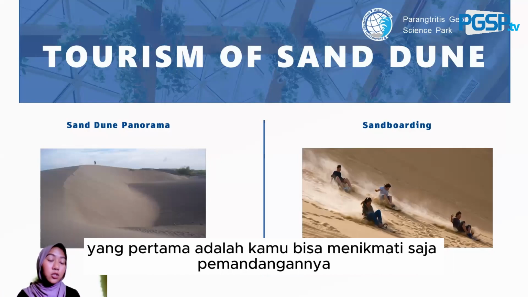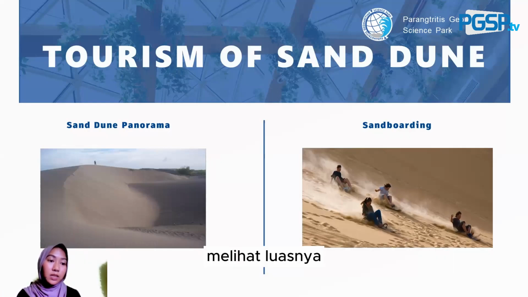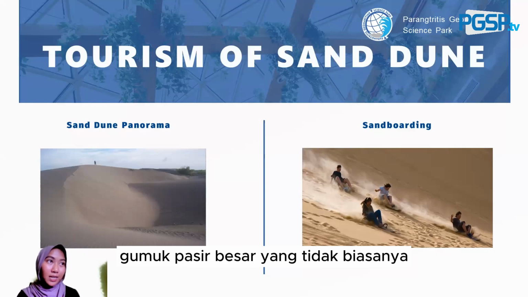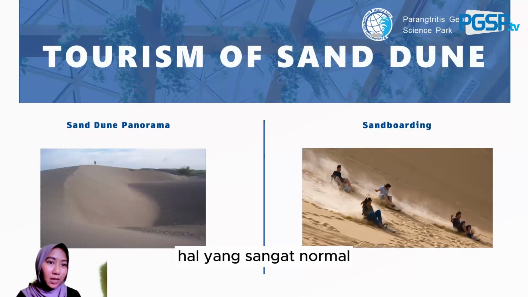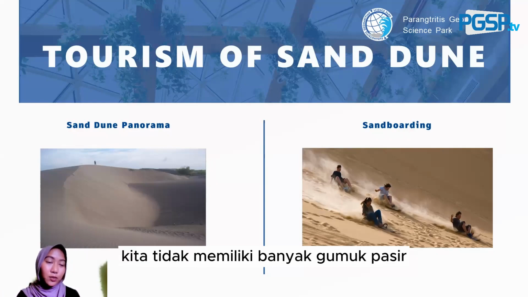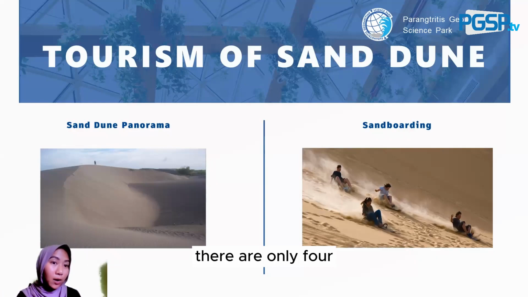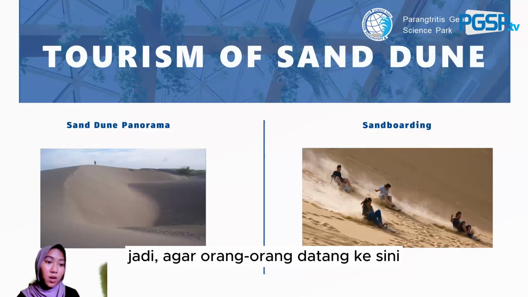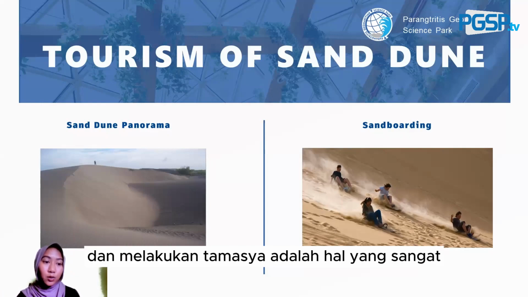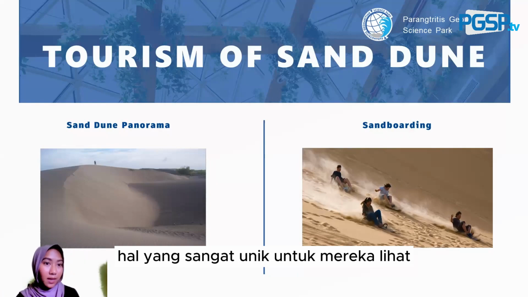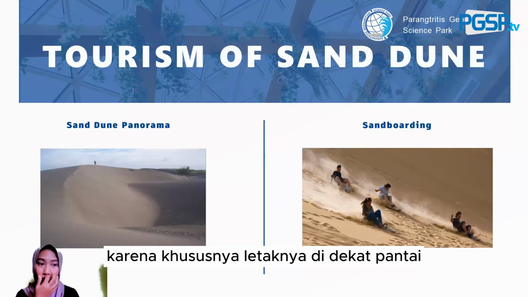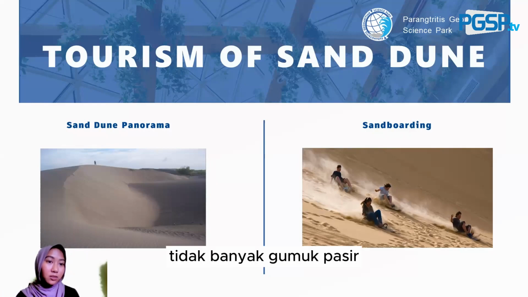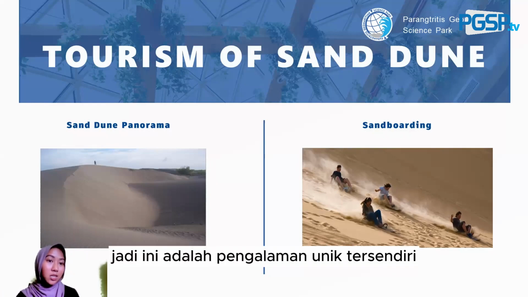The first one is you can just enjoy the view, seeing all of these big sand dunes. It's not a very normal thing to exist here in Indonesia. We don't have lots of sand dunes. As I already mentioned earlier, there are only 4, and one of them here is located in Yogyakarta. So for people to come here and do some sightseeing is a very unique thing for them to see, especially because it's located near the beach. There's not much of sand dunes located in Java, so it's such a unique experience for them to have.